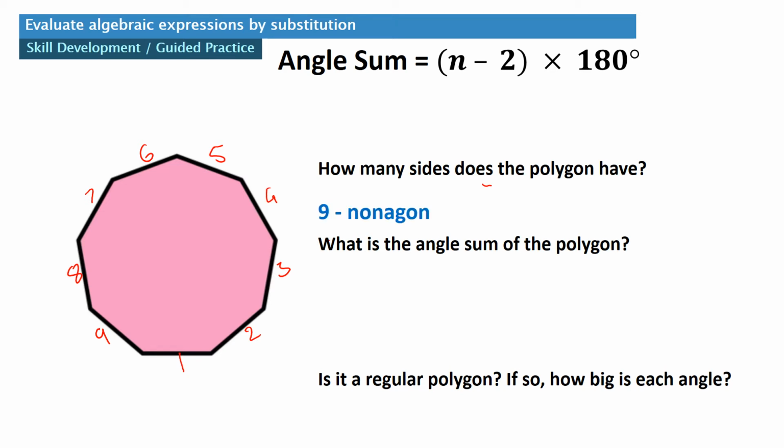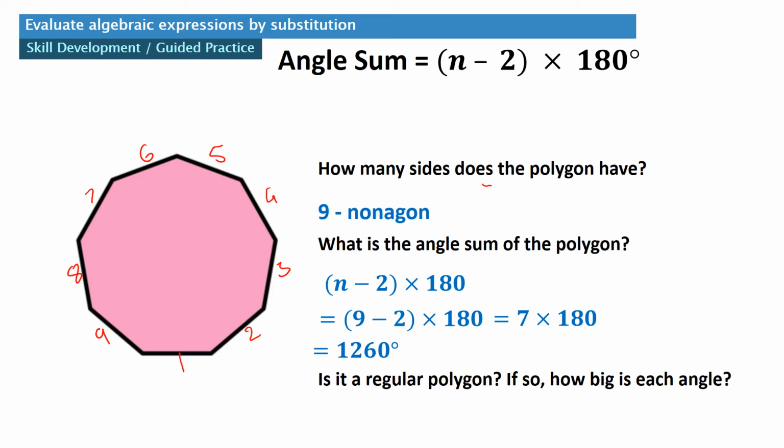Now what is the angle sum of this polygon? Well, first we can use our formula, which is n minus 2 times 180, where n is equal to the number of sides. So if it's a 9-sided polygon, therefore we do 9 minus 2 times 180, which is the same as 7 times 180, which is equal to 1260 degrees.